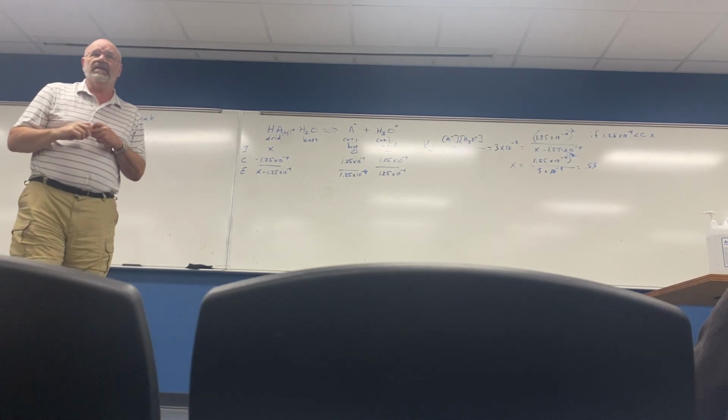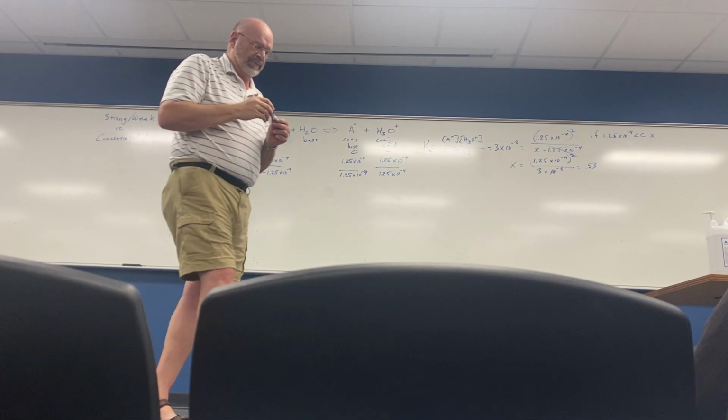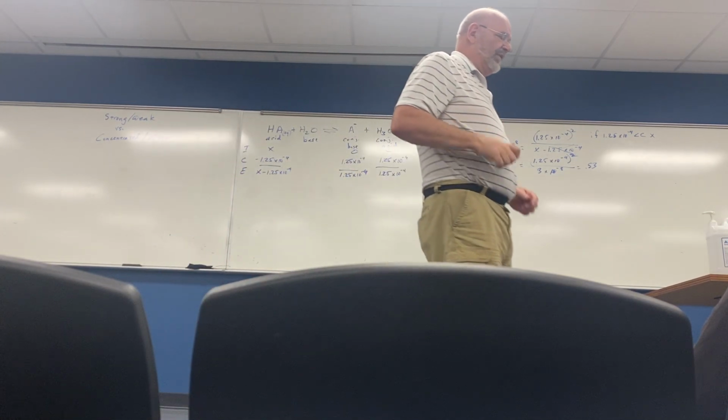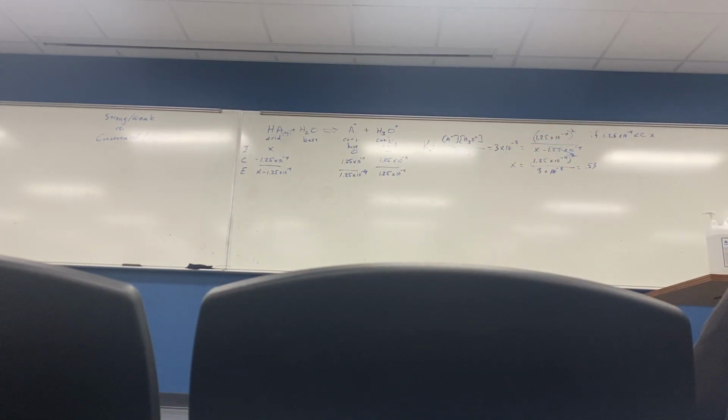So on Friday, we talked about this a little bit. So I'm reviewing this again for you guys. On strong versus weak, it talks about how much of it breaks up. A strong acid, all of it breaks up. It all goes from HA to H plus and A minus. Okay? A weak acid is some number less than 100%. Typically a lot less than 100%.